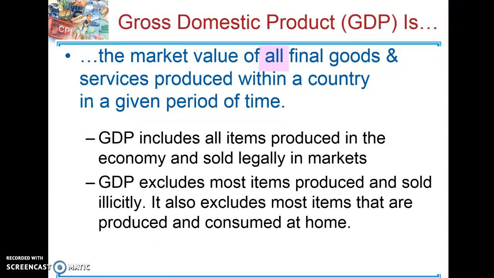Notice that the definition is the market value of all final goods and services produced within the country. GDP includes all items produced in the economy and sold legally in markets. GDP excludes most items produced and sold illicitly. It also excludes most items that are produced and consumed at home.